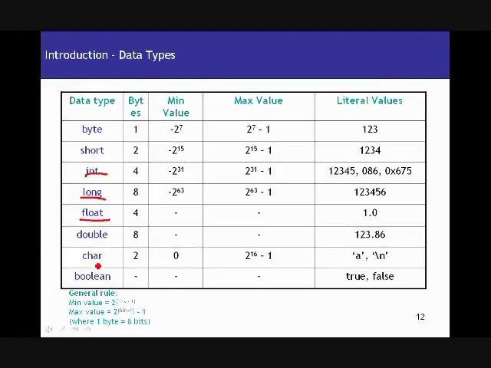So say for example, a char data type is an exception. It really doesn't have negative values, okay? And the maximum value is 2 to the power of 16 minus 1. So basically the number of bits would be 16, right? So it's 2 to the power of number of bits, minus 1. And float and double basically don't have any min value, max value. Same case with boolean, it's got only 2 values, either true or false. So this is about the data types.